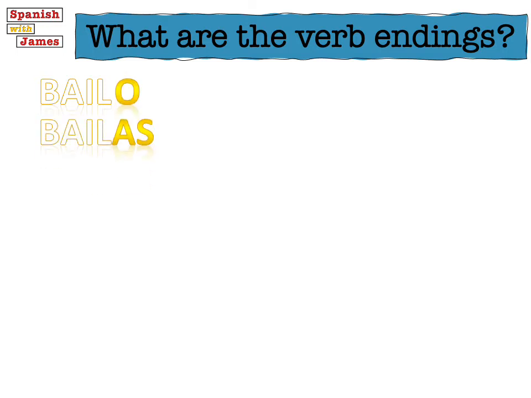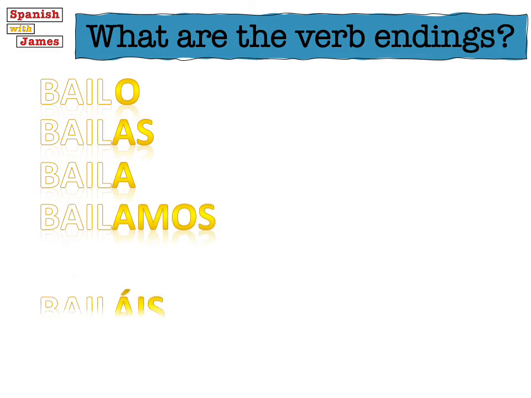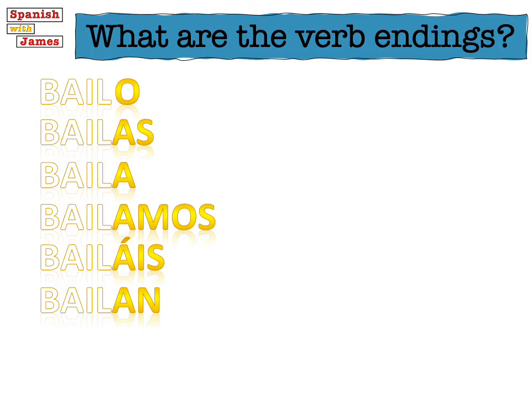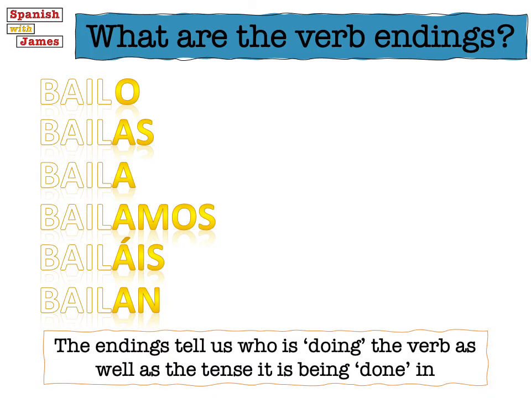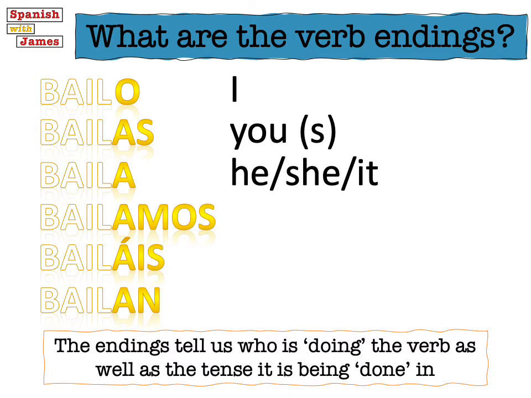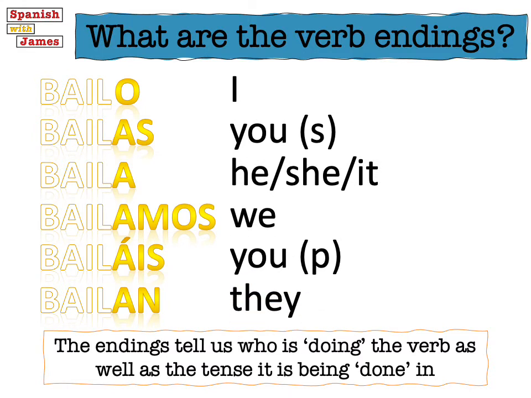O, as, a, amos, áis, an. Now these endings tell us who's doing the dancing, who's doing the verb, and when they're doing it. So these are for the present tense. And they correspond to different people. And we tend to learn these in a certain pattern, which is I, you, he, she, it, we, you plural, they. So that first you is you singular, so when you're addressing just one person, and when you're addressing a group of people, like you all or you lot, then it's you plural. So I, you, he, she, it, we, you, they.